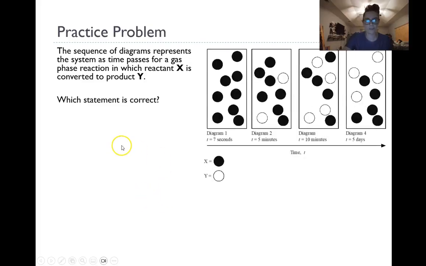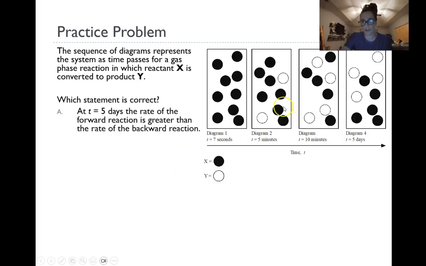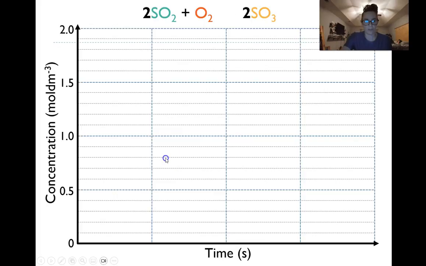So let's look at a practice problem on equilibrium that you might see on an exam. So let's look at this sequence of diagrams, and they represent the system as time passes for a gas phase reaction in which reactant X is converted to product Y. You can see reactant X is denoted by the black dots, and product Y is denoted by the white dots. So which statement is correct? Okay, so let's look at our options here.